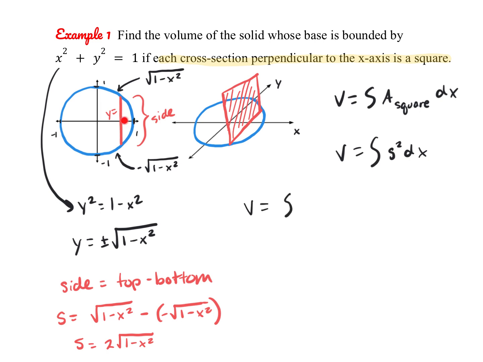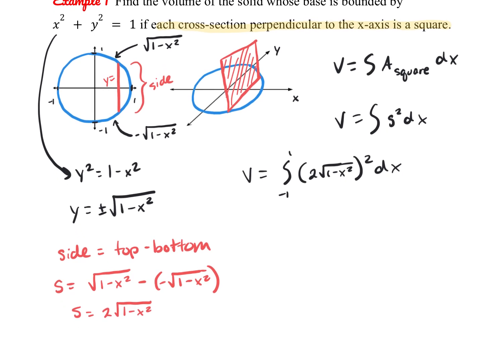So again, we're sliding this from left to right. So we're integrating with respect to x, and we need to set our limits of integration with respect to x. So from -1 to 1, and it's the length of our side, all of this squared dx. So the first thing I would definitely do to evaluate this is square my 2 and then pull it out front. And if I square the rest, I have 1 minus x squared dx.